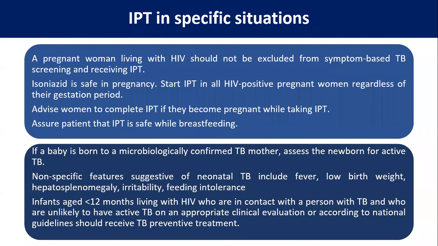If a baby is born to a microbiologically confirmed TB mother, we should assess the newborn baby for active TB. Non-specific features of TB are fever, low birth weight, hepatosplenomegaly, irritability, and feeding difficulties. Infants less than 12 months of age living with HIV who are in contact with a person with TB and who are unlikely to have active TB on an appropriate clinical evaluation or according to national guidelines should receive TB preventive therapy.